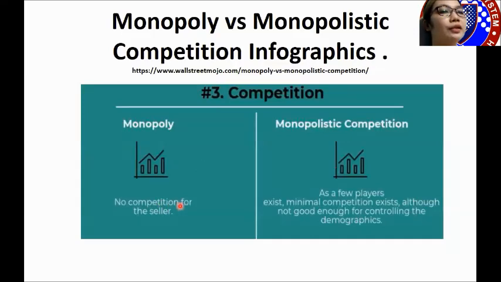In monopoly, there is no competition for the seller. In monopolistic competition, there are few players or sellers, and minimal competition exists because they offer quite unique products, although not enough to control the market. In terms of competition, the firms are considered price takers because they have a few competitors, compared to monopoly where there is no competition.